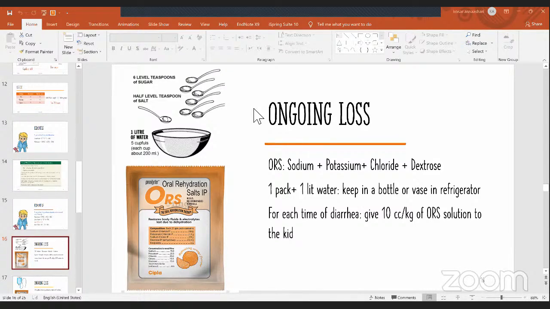The total amount of this pack dissolved into 1 liter of fluid. Then for each time that the patient defecates, the mother will give 10 cc per kilogram of that fluid, of that suspension, you know, of that solution to the child, okay? So did you understand the concept of ORS therapy?